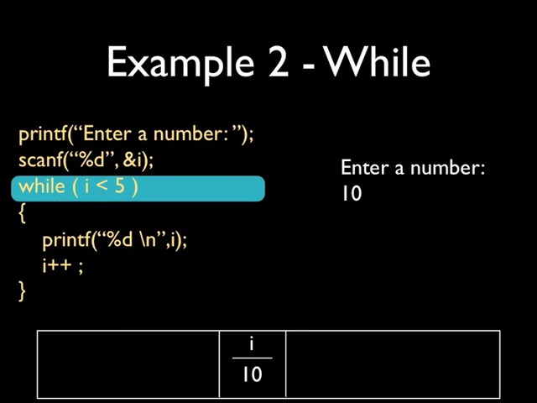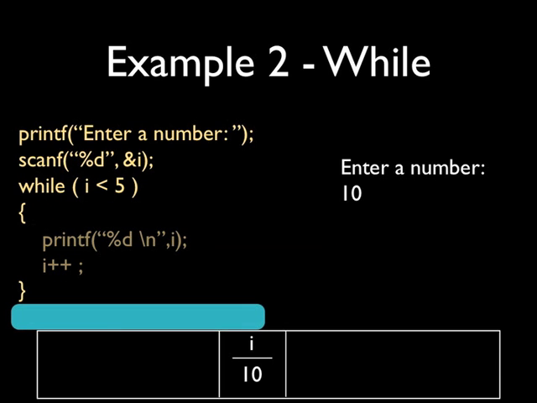So now we check if 10 is less than 5. Well, 10's not less than 5. It's actually false to begin with. So we jump over the loop entirely and do whatever's next. So the entire loop is ignored. So the loop actually didn't run at all that time.